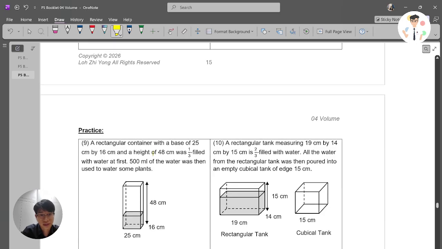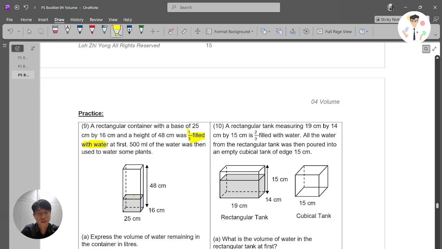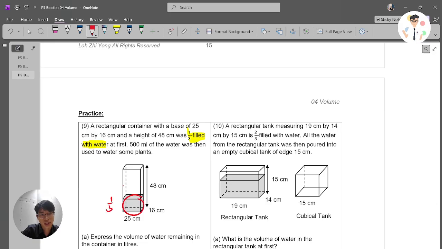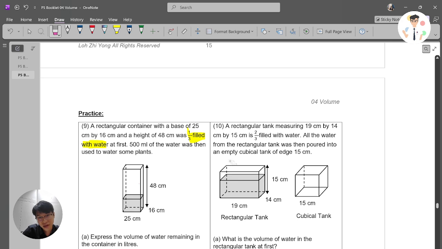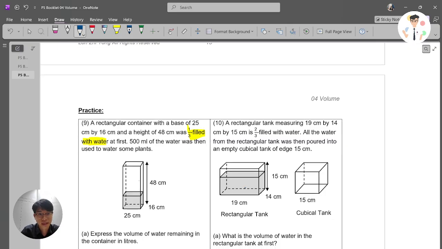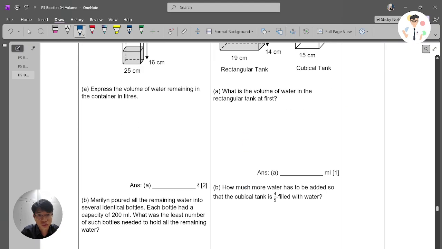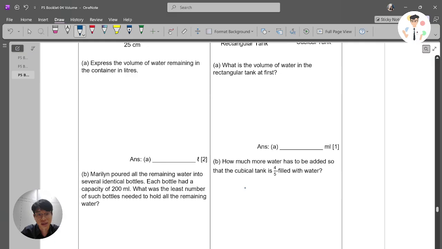Some of these words they use, you see, 1/3 filled with water. When you see 1/3 filled with water, you can understand that this is just 1/3. If you do something like this, it will be another 1/3. Then this will be another 1/3. So those are some of the keywords that you should know. The same thing, 2/3 means that it is left with 1/3 not being filled. Any keywords that I need to mention to you? No, I think that's it.